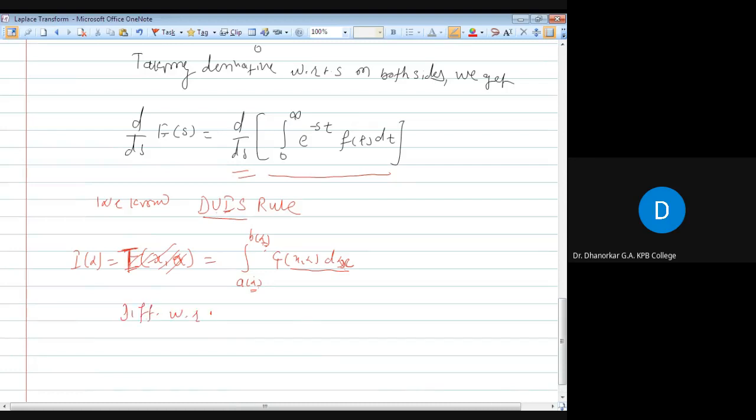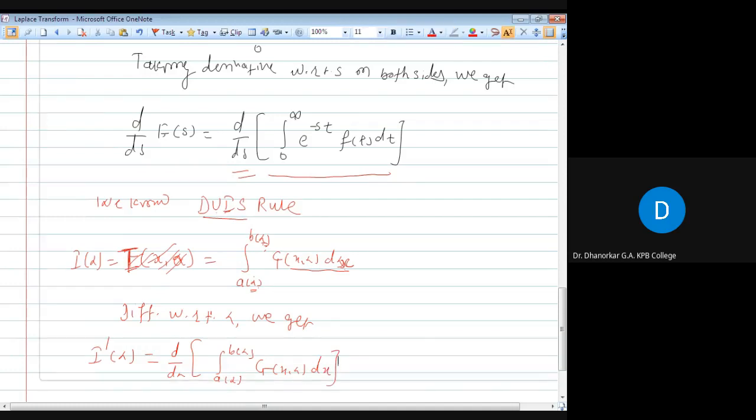Differentiating with respect to alpha. Okay, I will differentiate. I will write here only I dash of alpha. This is the derivative of this function with respect to alpha. This derivative is nothing but d by d alpha of this whole function, the integration from a of alpha to b of alpha, g of x, alpha into dx. We have to find this integration.